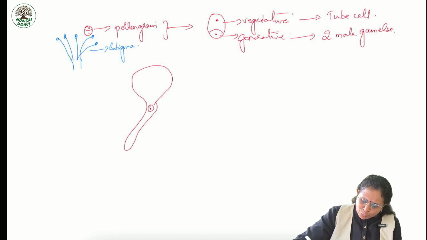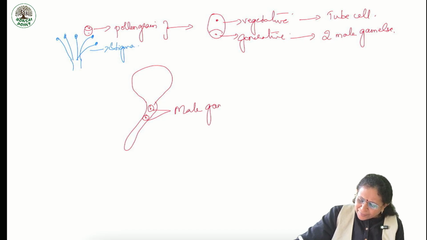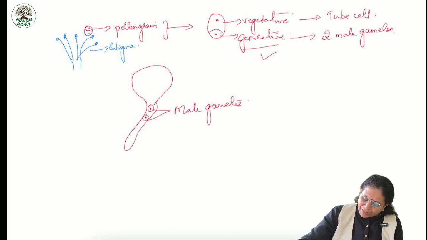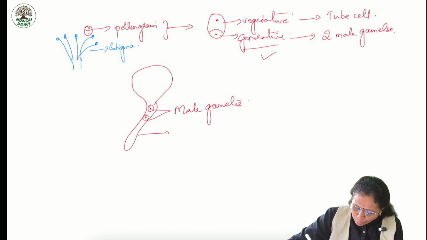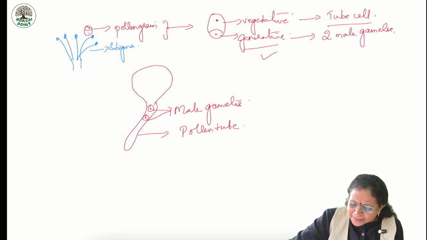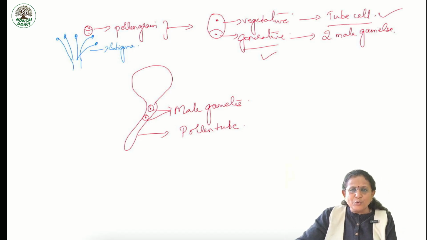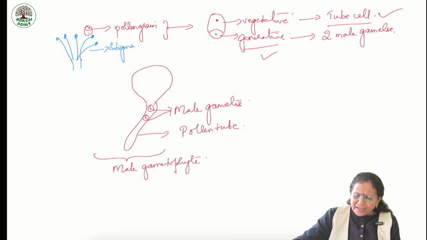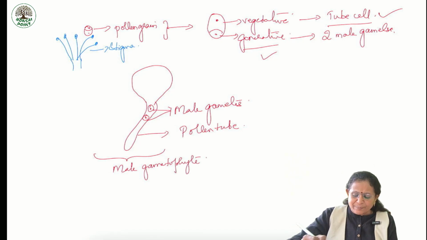These are the two male gametes that are formed from the generative cell by mitosis, and this is the pollen tube that is formed from what? From the vegetative cell. Hence, the other name for the vegetative cell is the tube cell. Now, this entire structure is said to be a male gametophyte. So, we say pollen grain represents the male gametophyte.